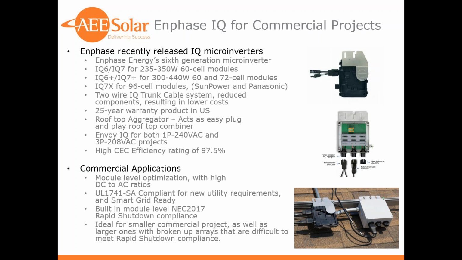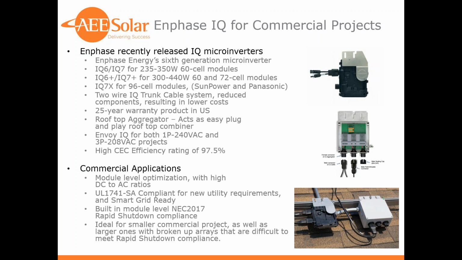The IQ6 inverters and IQ7s, they can be used up to 350 watt modules for 60 cell modules. The IQ7 and 6 Plus, those are configured for either 60 or 72 cell modules. So if you have a higher wattage 60 cell module, or if you have a 72 cell module, then this is the microinverter that should be used. So it has a wider voltage window and a higher wattage capacity, so it can be used with the larger modules.